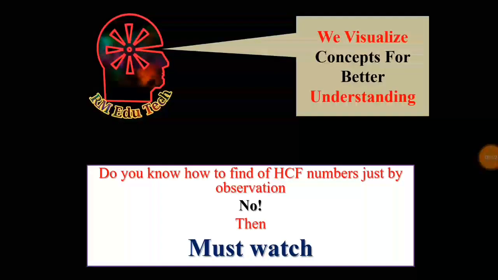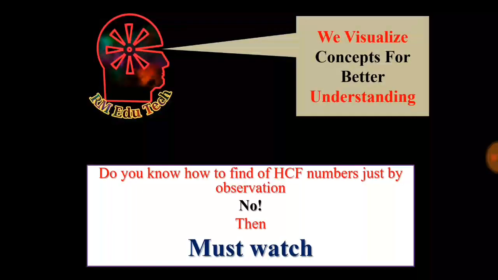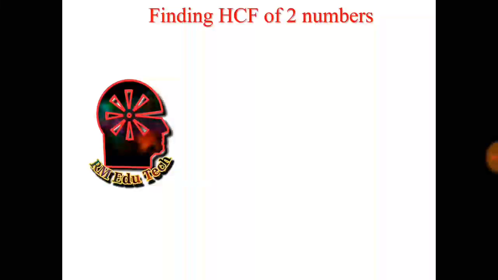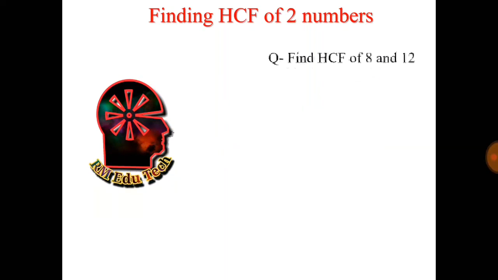So today we are going to discuss methods to find HCF of numbers just by observation. So let's start. To find the HCF of two numbers, let's take an example: find the HCF of 8 and 12.